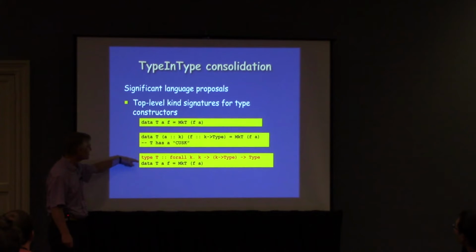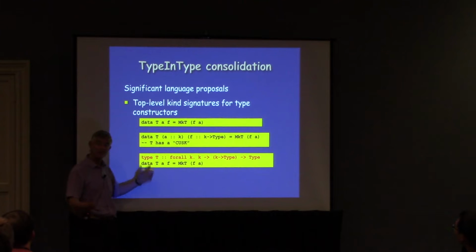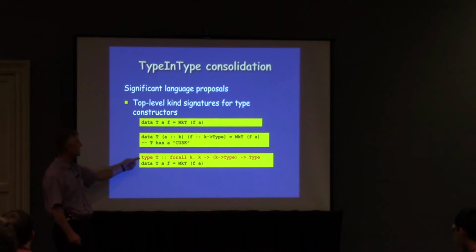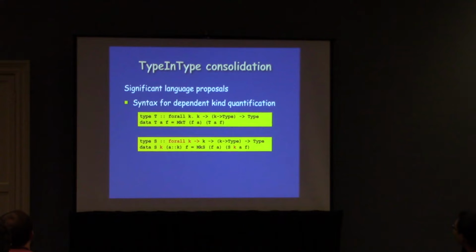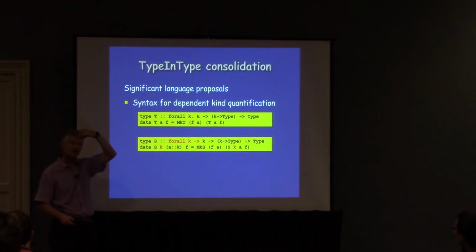Type level kind signatures. At the term level, you can write a separate type signature for a function. So at the type level, you should clearly be able to write a separate kind signature for a type. And that would sweep away an immense pile of dog poo. So I think that's likely to happen. We need syntax for writing dependent kind quantification. So what does that mean?